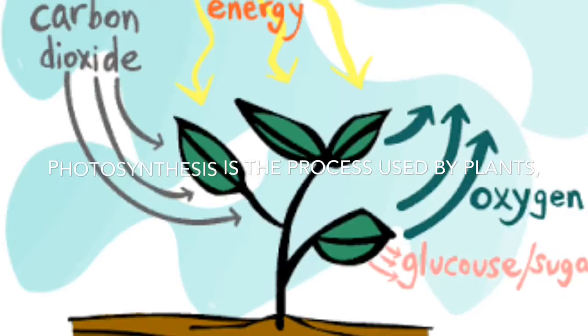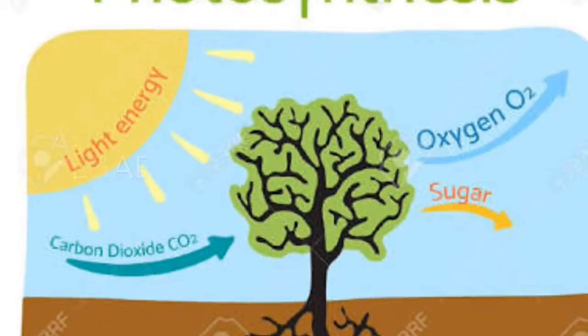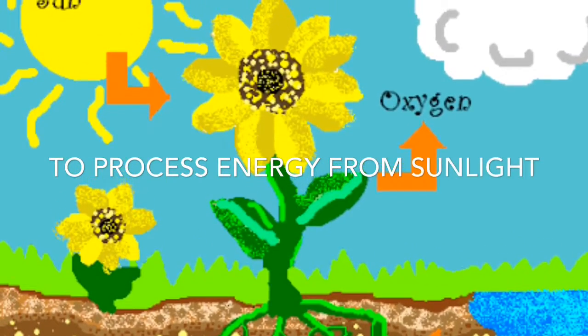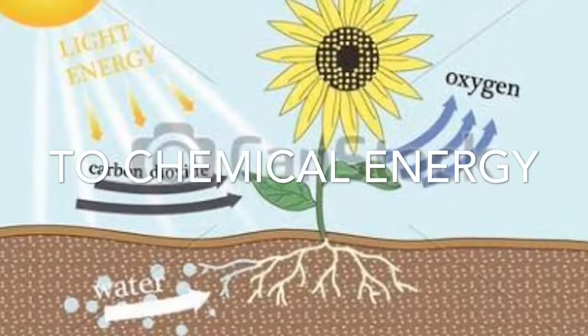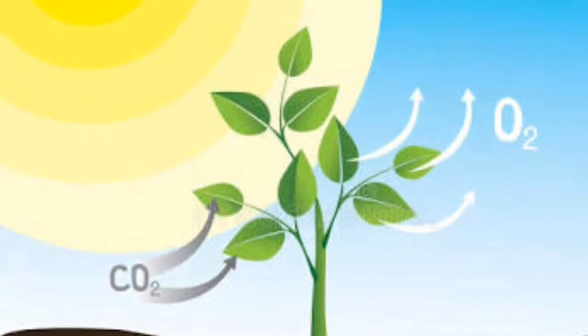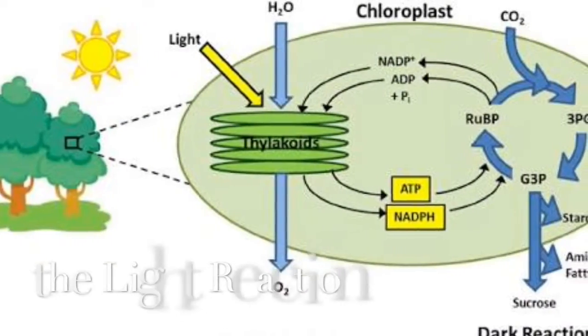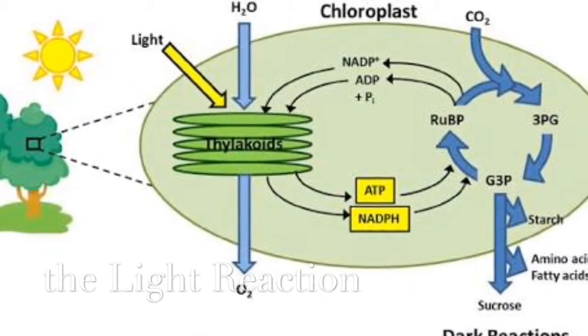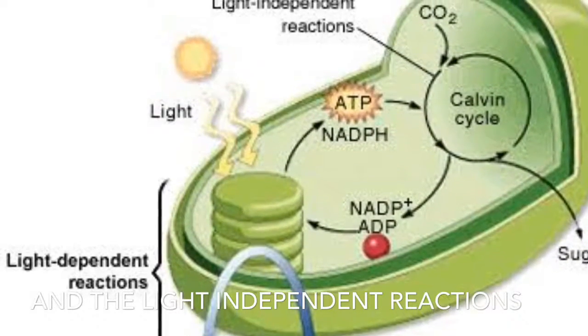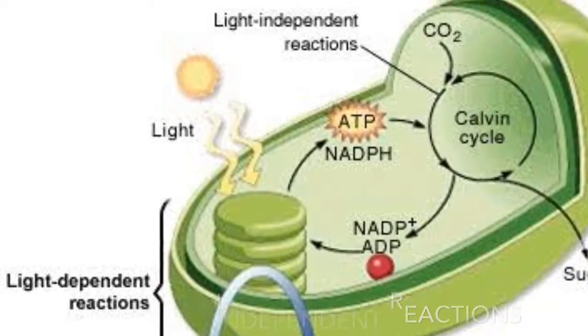Photosynthesis is the process used by plants, algae, and certain bacteria to convert energy from sunlight to chemical energy. The process of photosynthesis is divided in two parts: the light reactions and the light-independent reactions.